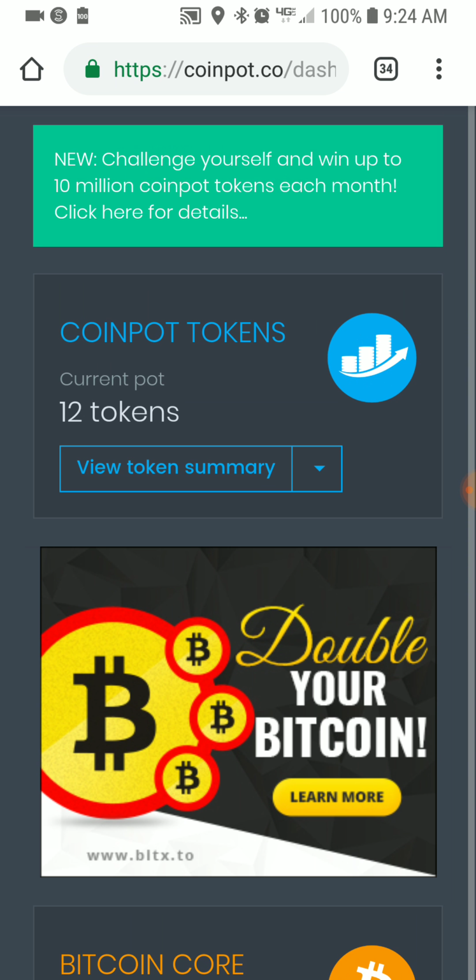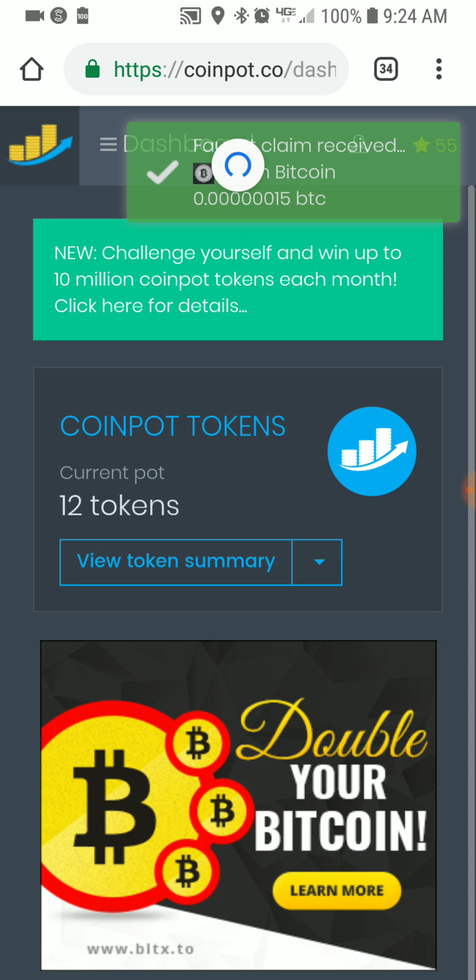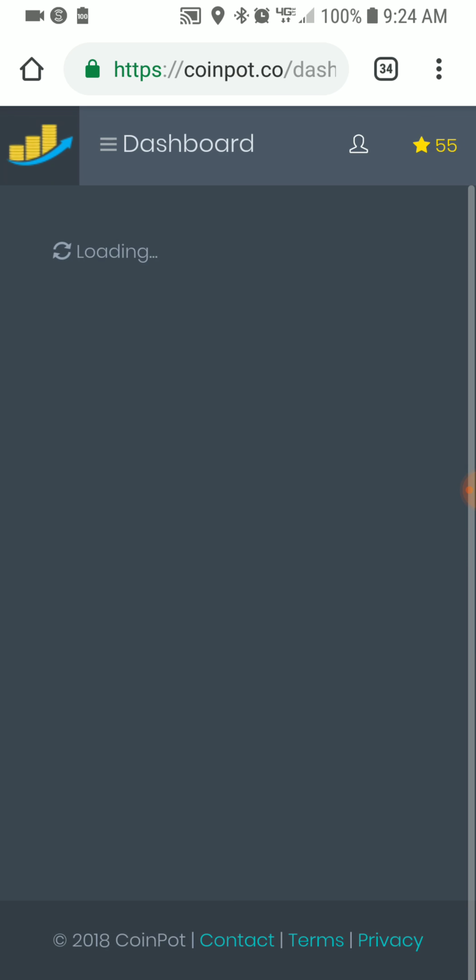And as you can see, I'm at 12 already. The other one I was at 0 just like 5 seconds ago. Look, I just received more Bitcoin from Moon Bitcoin. So if we refresh the page, that 12 token should be more.